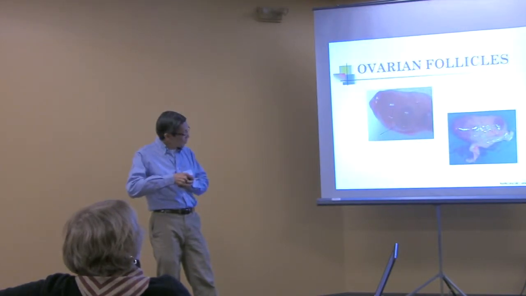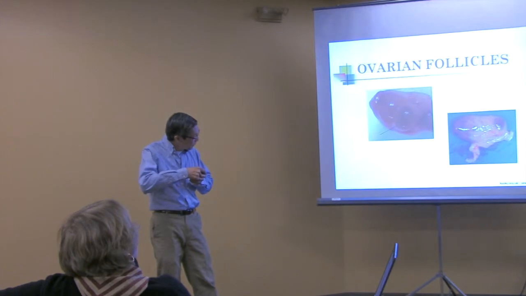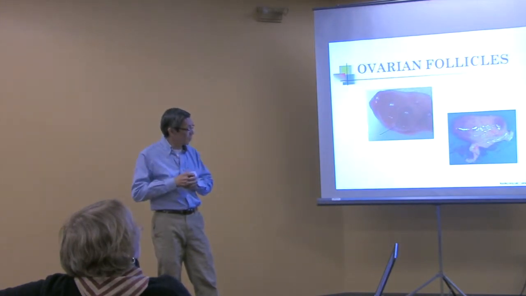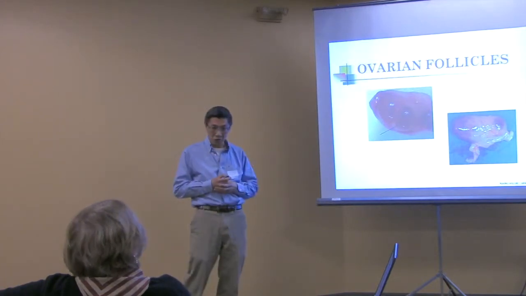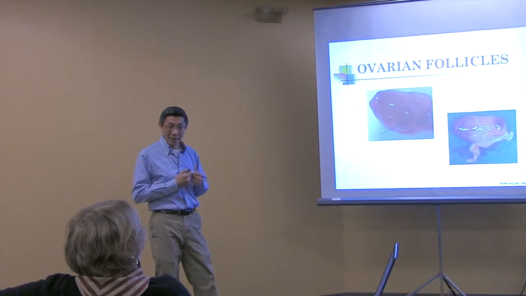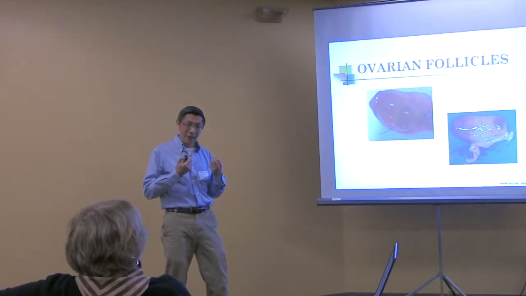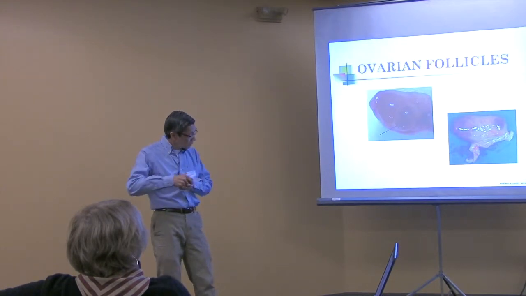So here are two pictures of cow ovaries. Here's one, and here are the follicles, the two large follicles. They are translucent structures because by and large they're fluid-filled. I want you to notice the reddish tinge on this, which indicates that there is a very good vascular system associated with the follicle.